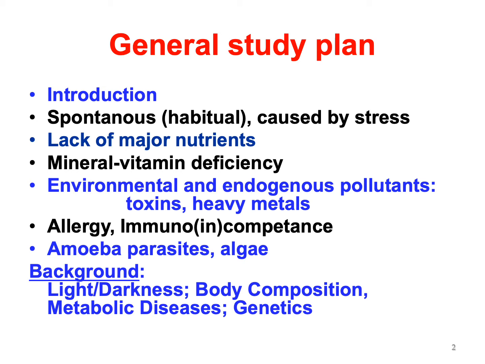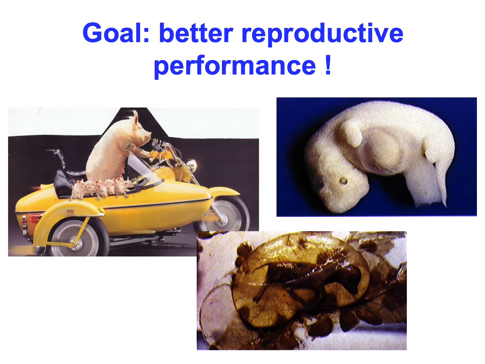At the background, we can imagine every time troubles of the circadian rhythm, light-darkness ratio, changes in the body composition, background metabolic diseases of the mother like diabetes in human and troubles of the sugar and ketone metabolism in the animal kingdom, and genetic sensitivity. Our goal is a better reproductive performance and not only a simple prevention of the abortion.